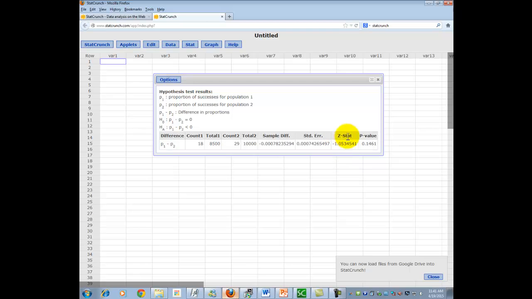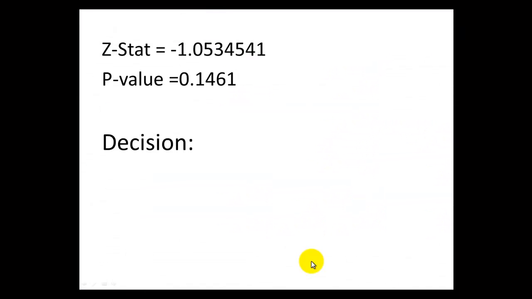The thing we're most interested in, although it's nice to check and double check that all of the stuff you put into StatCrunch is correct and there were no typos, but we're going to focus here on the last two columns. The z-stat, or z-score you can think of it, was negative 1.05. The p-value was 0.1461. So a smaller z-score coupled with a larger probability. We're going to use these two pieces of information to make a decision.